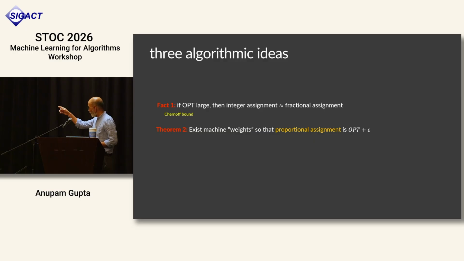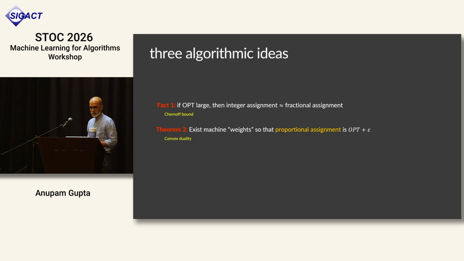Okay. So the second one is the first interesting nugget. The Chernoff bounds are interesting, but we know them. They're old friends. Here's a new friend. There exist what I'll call machine weights. Weights are different from loads, so do not be confused, please. There exist machine weights so that proportional assignment with respect to these weights is very good.